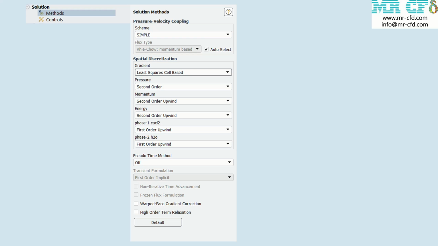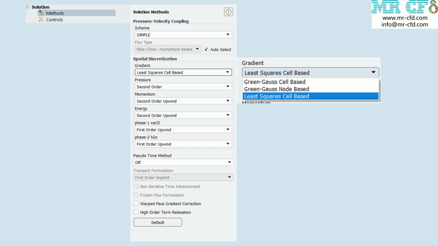The gradient of a given variable phi is used to discretize the convection and diffusion terms in the flow conservation equations. The gradients are computed in ANSYS Fluent according to the following methods: Green-Gauss cell-based, Green-Gauss node-based, and Least Squares cell-based. Each of these schemes calculates the gradient of different variables using its own methodology, and the choice between them depends on the accuracy required and the computational resources available.